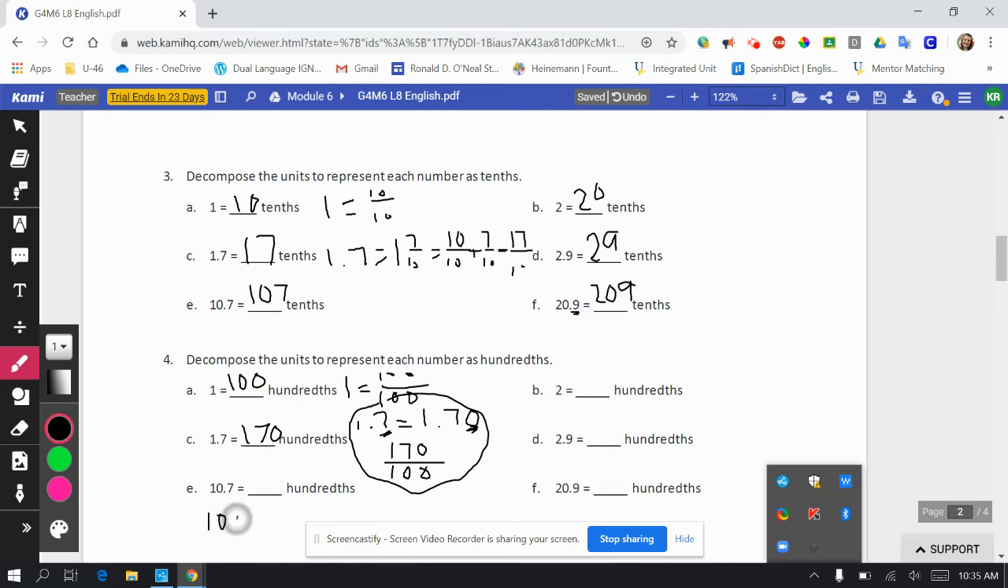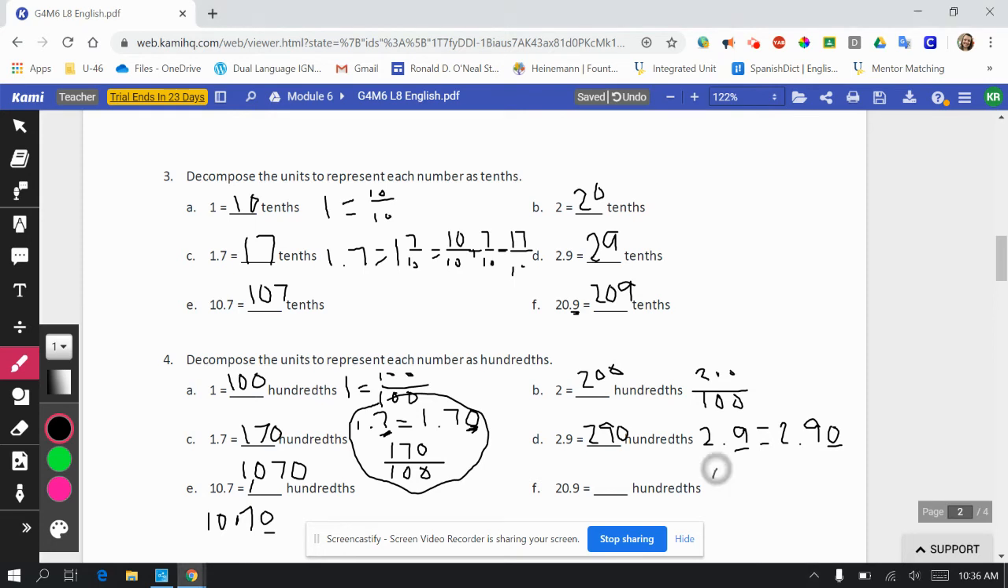So I put a 0 there to extend it to the hundredths place. Same thing I'll need to do down here. 10.70. Again, I need to be sure I'm in the hundredths place. And so now this becomes 1070, I can add a comma, 1070 hundredths. Next column, 2 equals 200 over 100 for hundredths. So that would be 200 hundredths. 2.9, again, not just the tenths place, but also looking at the hundredths place. So this becomes 290 hundredths.